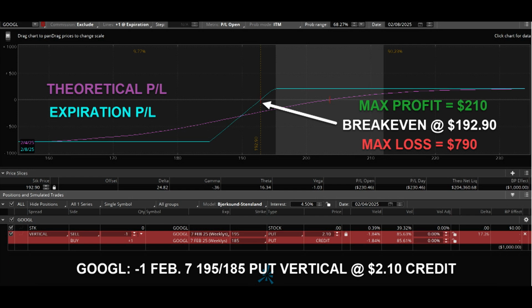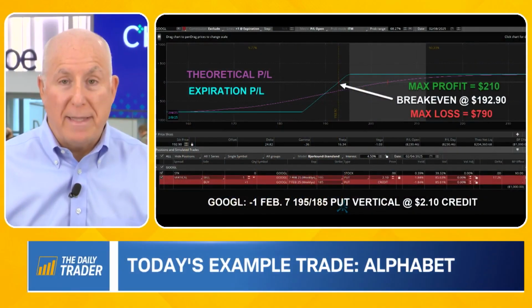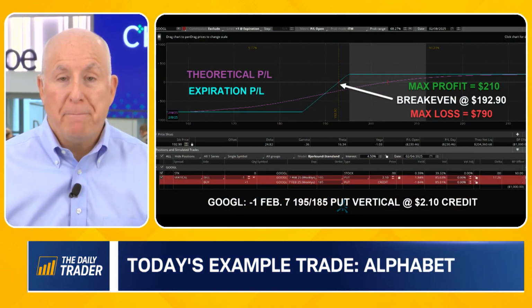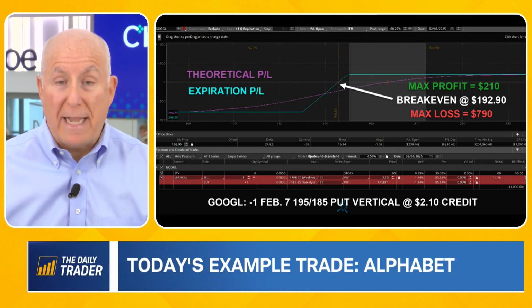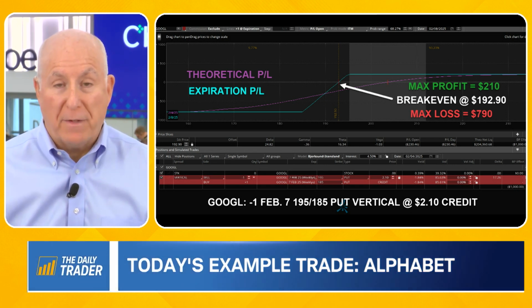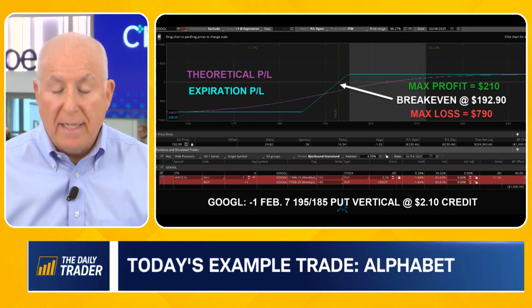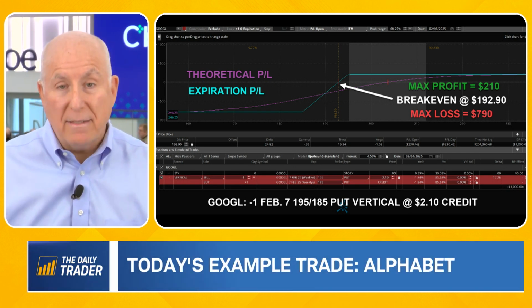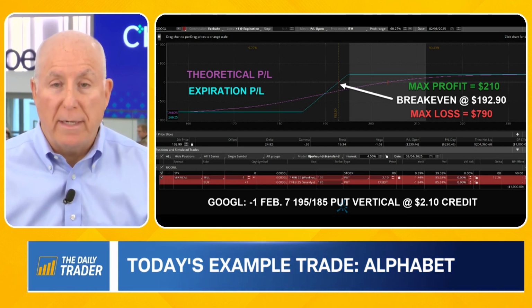Selling the 195, 185 put vertical in Google Alphabet, collecting about $2.10. It's trading about $1.70 here. The risk on the trade is the difference between the widths, which is $10, minus whatever credit you were to take in. That's the risk on the trade. The max profit on this trade is the credit taken in. That's your max profit. The break even is that short strike, in this case 195, minus the credit you take in. That's where this trade breaks even.